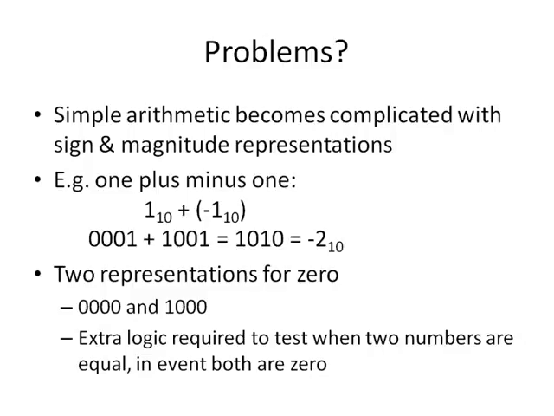We also have 2 representations for 0. This might require some extra logic to test when 2 numbers are equal. So we need some special circuitry to work out how to add a negative number correctly. And we need special circuitry to test whether a value is equal if we've got a plus 0 and a minus 0 value here.